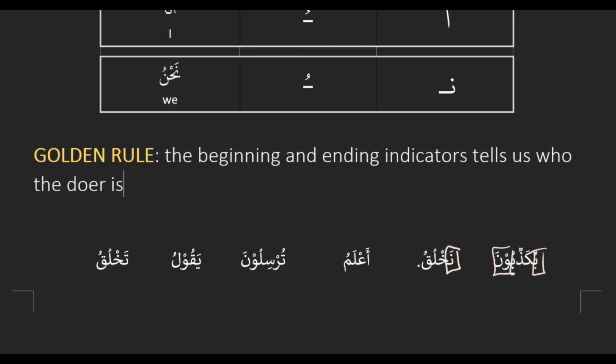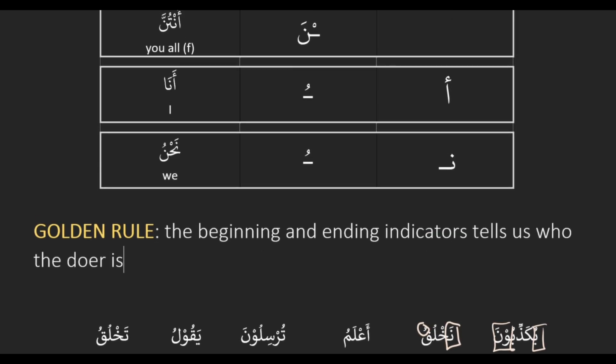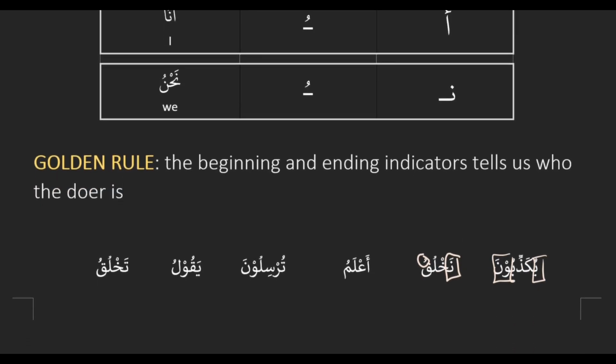And the ending is the dhamma. Are you sure it's not the qaf? The qaf is not an indicator. Right, it's the na plus the u. So the combination of na plus u tells us? There's only one thing for na, right? We. نحن. And we said the first one was they.